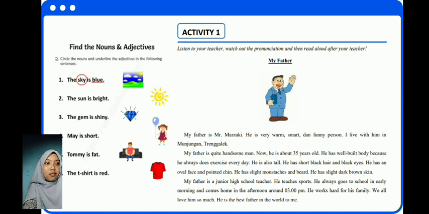Okay, for the first activity, that is about descriptive text, my father. So the teacher will read the text, and then the students have to listen to the teacher and watch out for the pronunciation, and then they also have to read aloud after the teacher. Okay, this is about my father. I think you can also read this text.